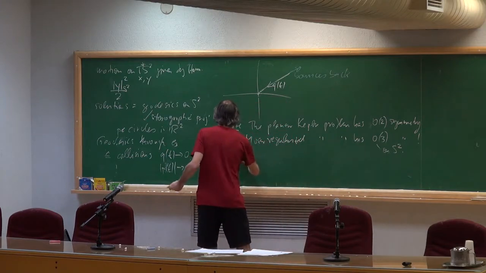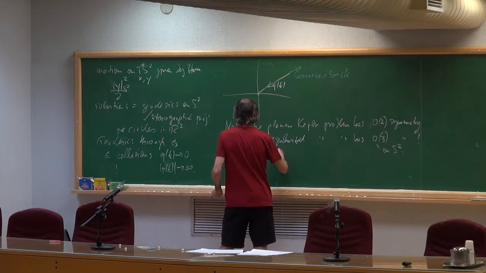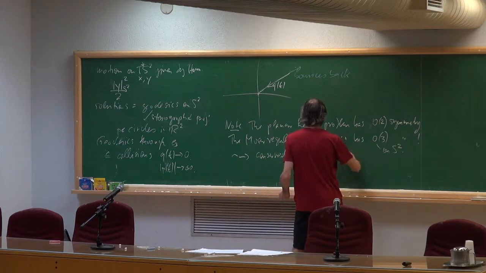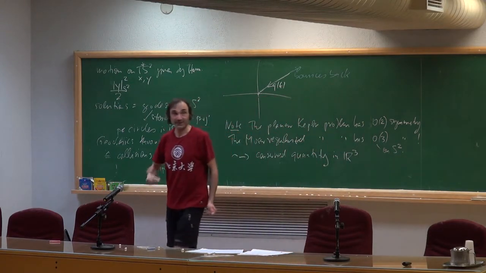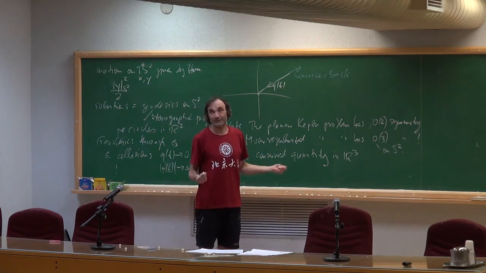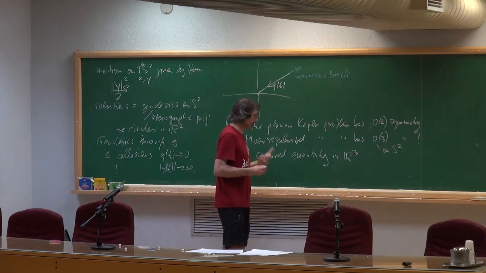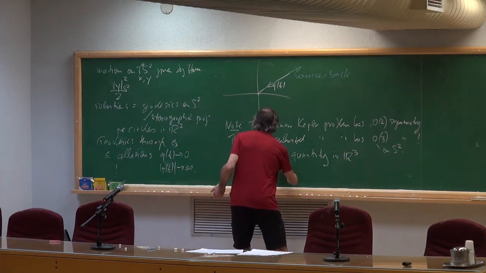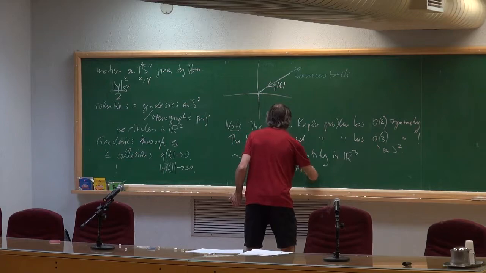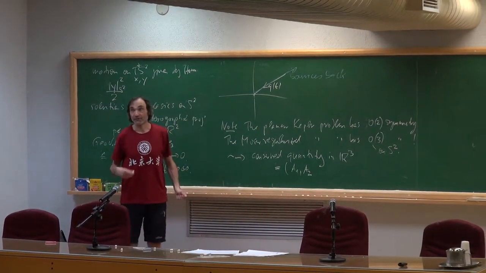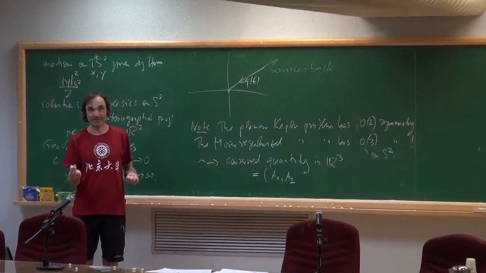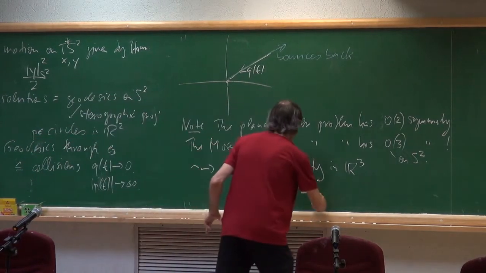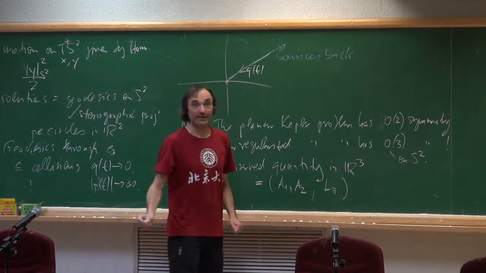So this gives rise to a conserved quantity in R3, a vector-valued conserved quantity, and this vector-valued conserved quantity is in fact, well, what is it? It is the two components, A1 and A2, of the Runge-Lenz vector, because the Runge-Lenz vector, after we restrict it to a plane, was a vector in that plane. And we had the third component of angular momentum.